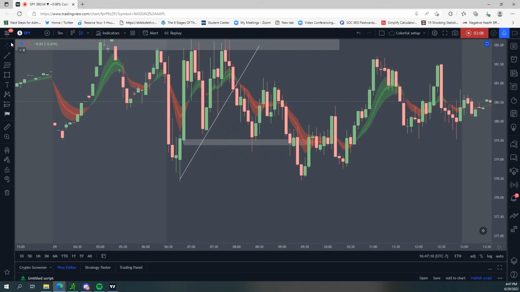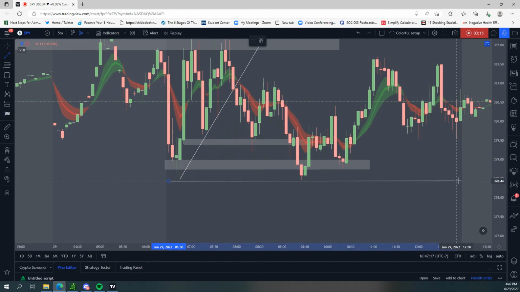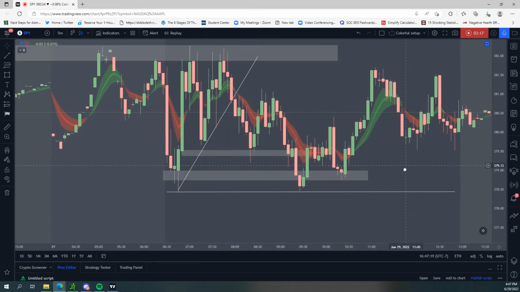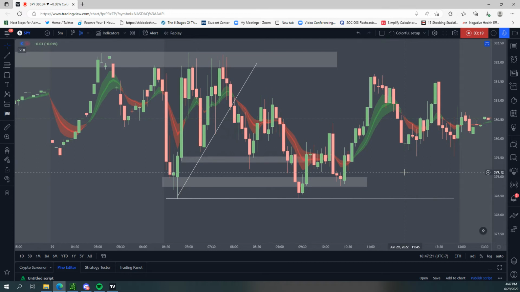Second play, I got burned on, and I'll show you guys why. I had this drawn out. One thing, I didn't have my wicks. This wick right here, you can see we bounced off this exact low. This was a pretty small loss that I took, but it could have been easily avoided.